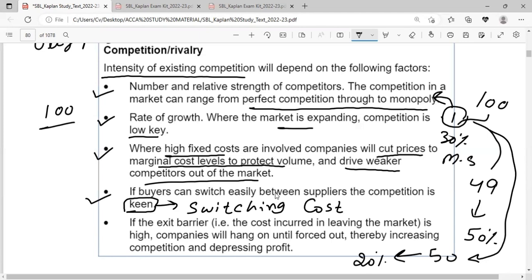If switching cost is low, you will be ready to move from one seller to another seller. If the exit barrier, that is the cost incurred in leaving, is high, companies will hang on until they are forced out. Then companies will wait for the situation. Then circumstances will force them to go out, or maybe they will become bankrupt, or they will be in liquidation, or there could be any forced liquidation, thereby increasing competition and depressing profit.